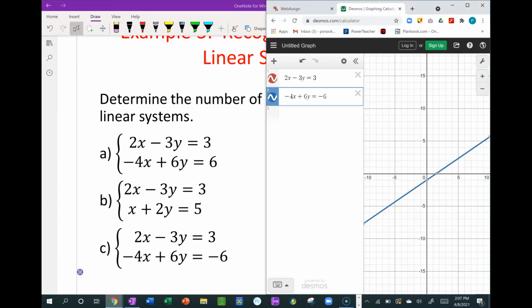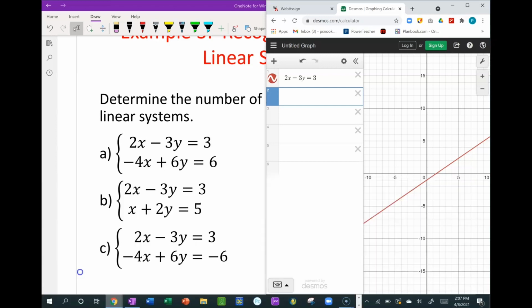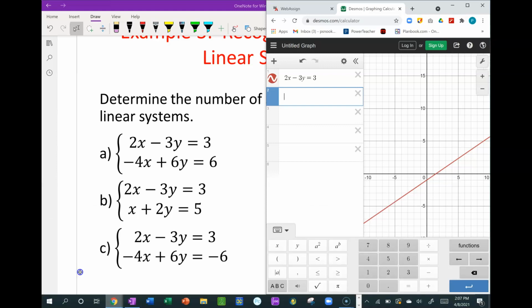And our first one is 2x minus 3y equals 3, so that's in red. And then my other equation is negative 4x plus 6y equals 6. So where's my negative?